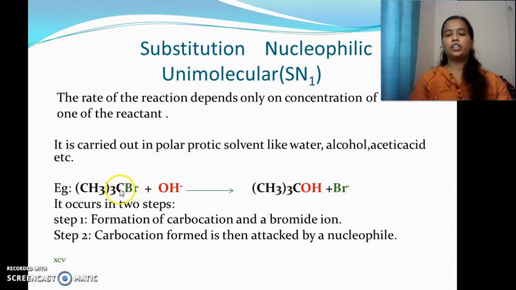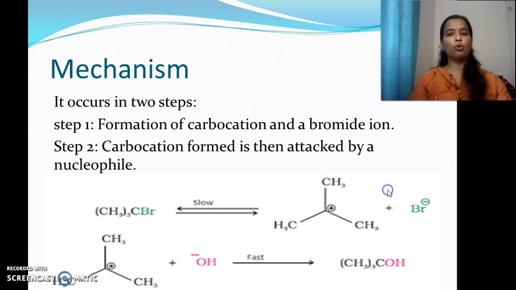Here, (CH3)3C-Br, tertiary butyl bromide, is reacting with a nucleophile, hydroxide ion, and it is giving tertiary butyl alcohol. The OH group is getting substituted in place of the halide ion or bromide ion, and the bromine atom gets departed as bromide ion. So this is a nucleophilic substitution reaction, and through this example we will see the SN1 mechanism.